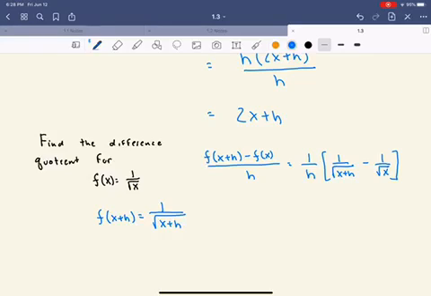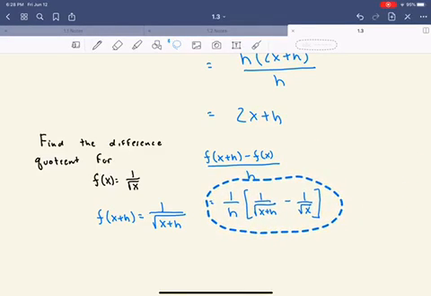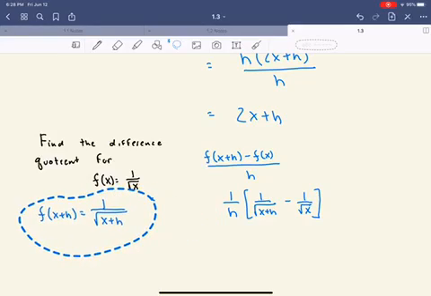Okay, so notice this is the f of x plus h. This is the f of x, and they're divided by h. So multiplying by 1 over h is the same as dividing by h. Okay, let me move that over here. Move this over here.